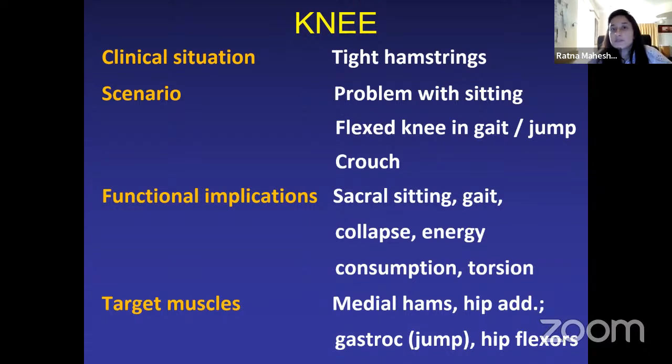So the functional implications with tight hamstrings are sacral sitting, high energy consumption in gait, and torsional issues. So we target muscles like medial hamstrings. If there is a jump component, gastro, look at the hip flexors also. Now, if we mistake apparent equinus to be a jump gait here and we inject the gastro, our intervention is not going to succeed.